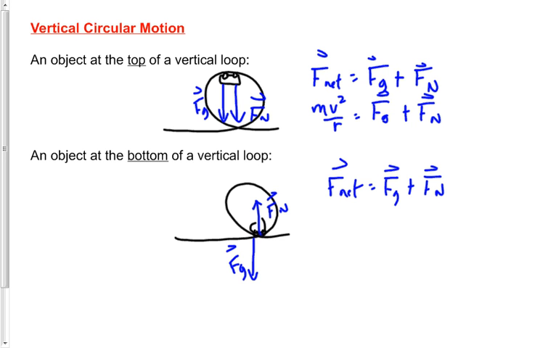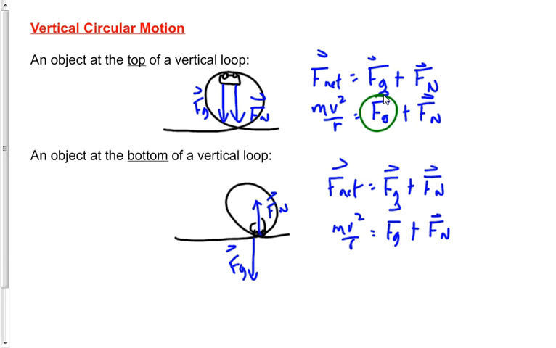And the second one, it's the same thing. MV squared over R equals Fg plus Fn. They look exactly the same. So how do we distinguish between the top picture and the bottom picture? Signs. Fg right here will be what? Positive or negative? This one's an easy one, right?